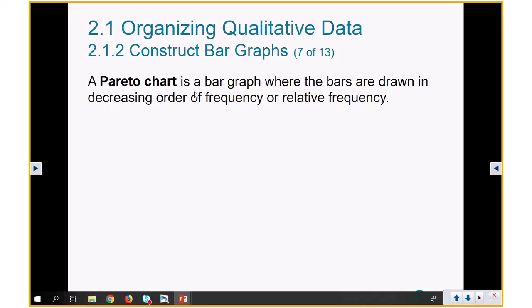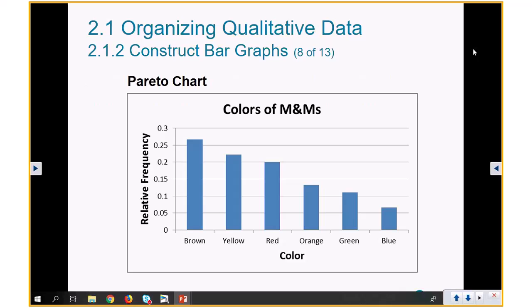So put Pareto chart, descending order. Your bars are organized in descending order. There you go. The only thing it tells you is which one is the least colors, blue.